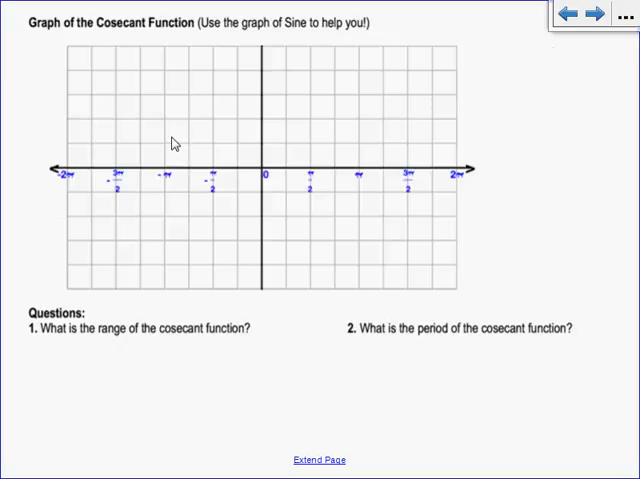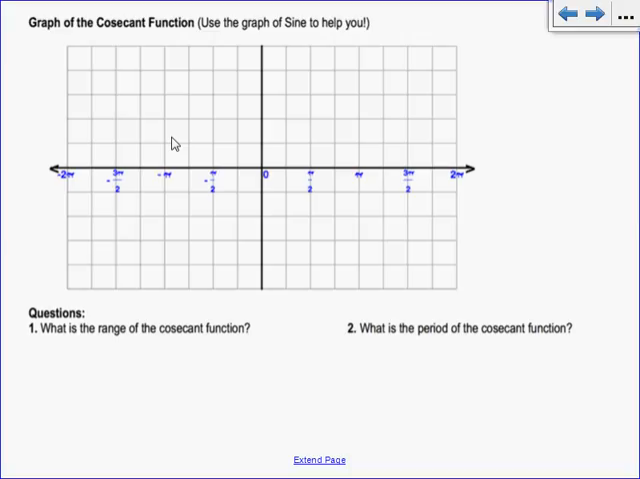All right. So let's try cosecant. So cosecant's different than tangent. We're not doing cotangent, we're doing cosecant. And cosecant is the reciprocal of sine. So whenever you have one of these reciprocal ones, so cosecant or secant, you need to draw its reciprocal first.